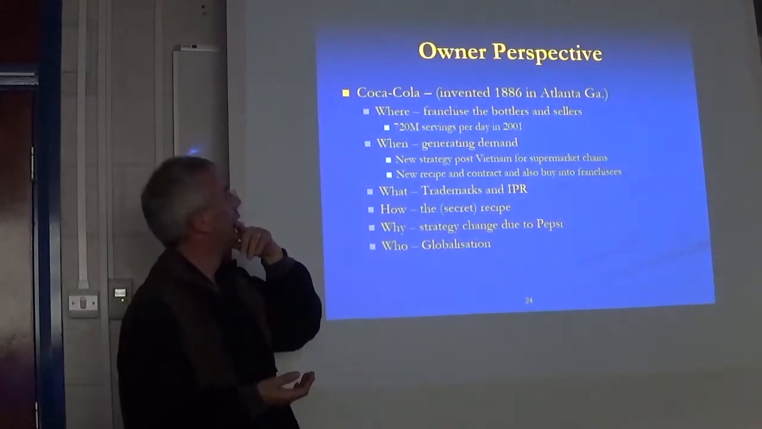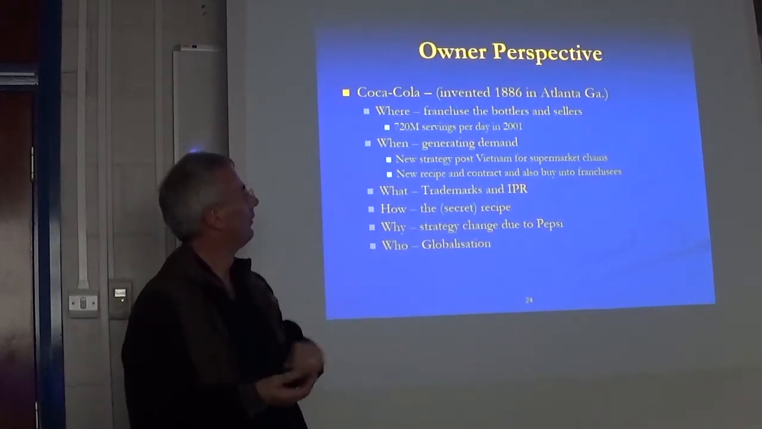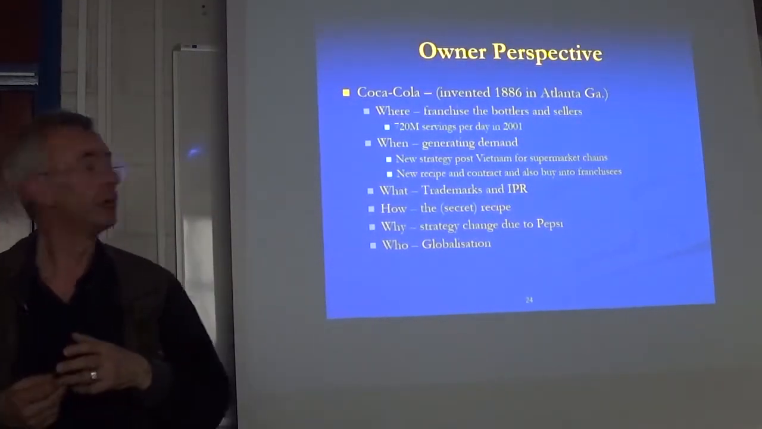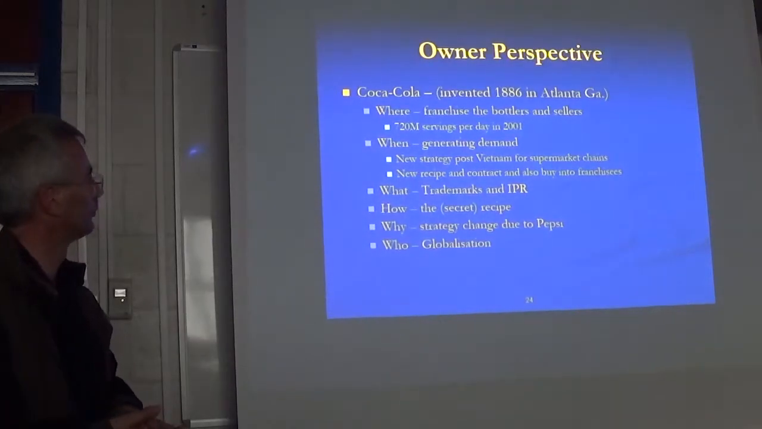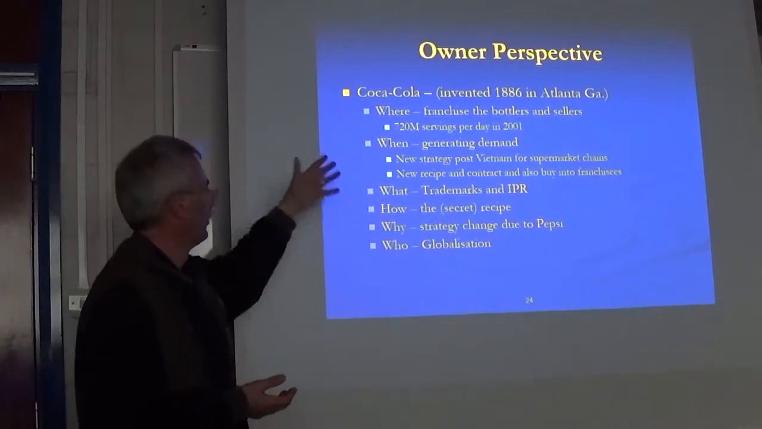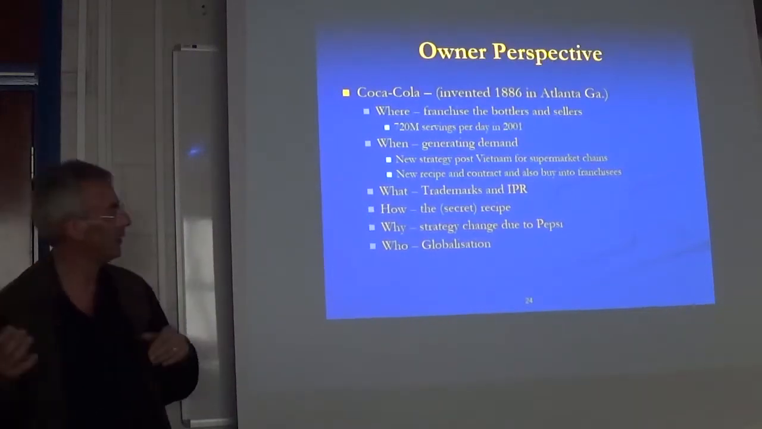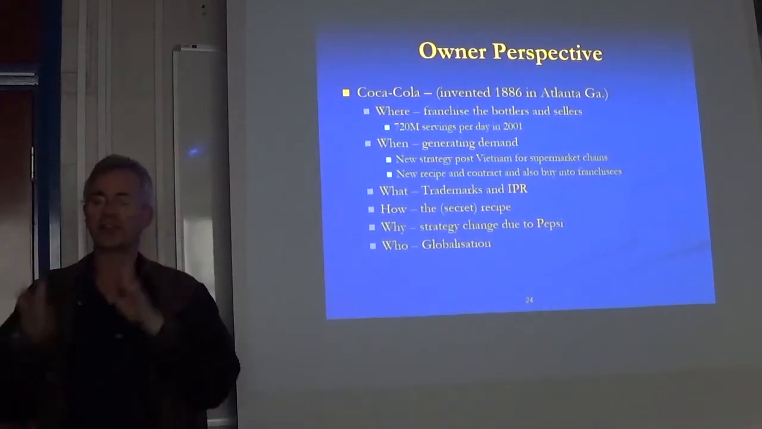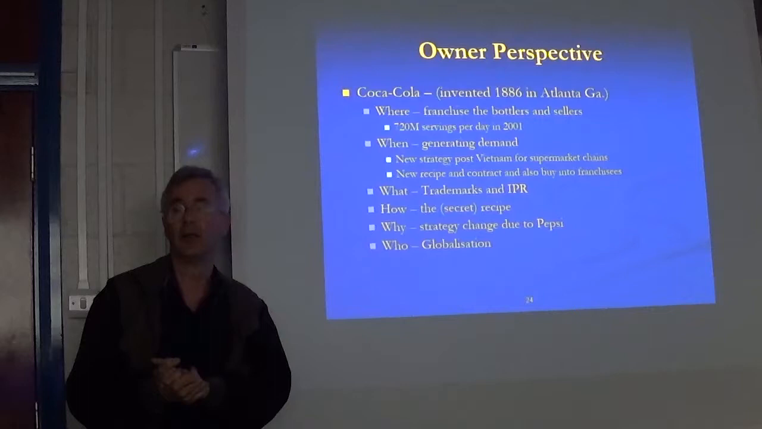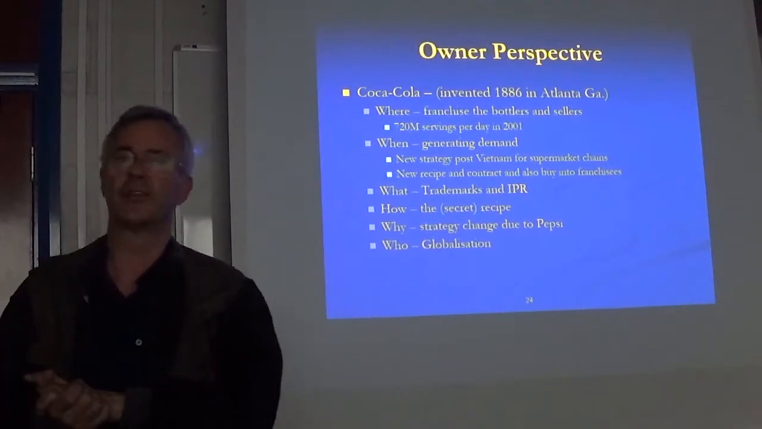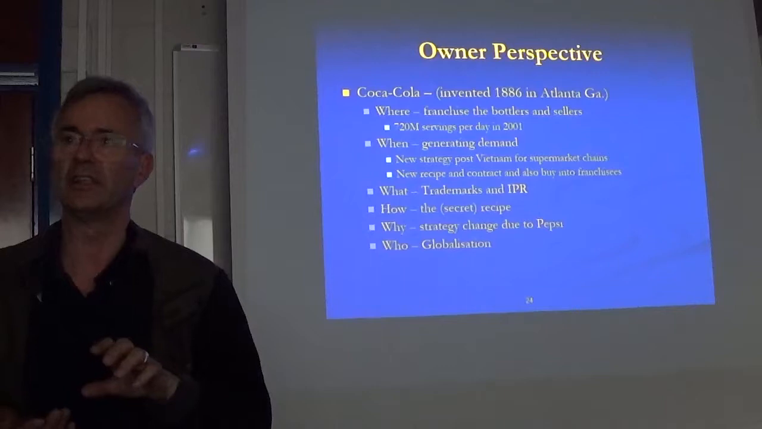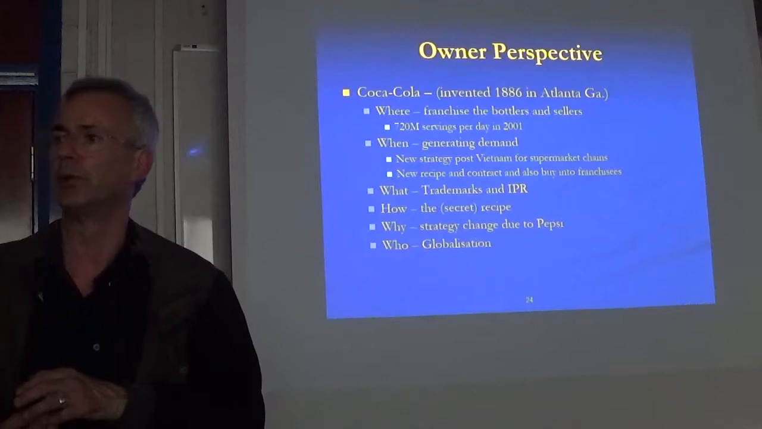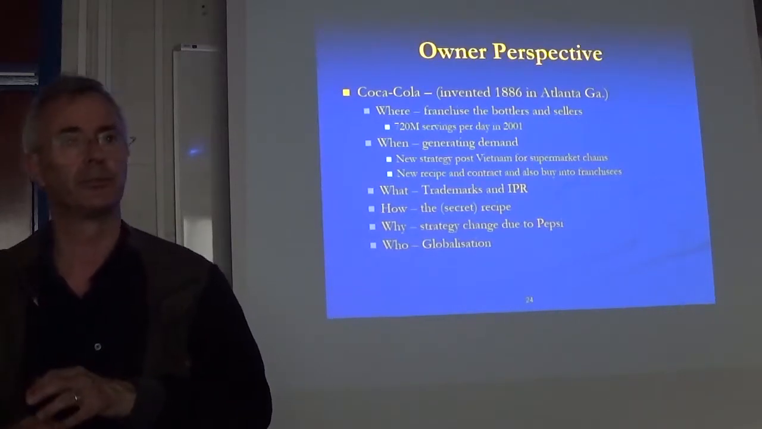Franchising, or in franchises, the when. They wanted, after Vietnam, to develop new ways of doing things. The what had to do with trademarks and intellectual property. They did it with Coca-Cola by having a secret recipe, which even today, the actual recipe for Coca-Cola, the syrup that is sold to all the franchisees, is very, very tightly held. There are only a very small handful of people in the world who know what that real recipe is.